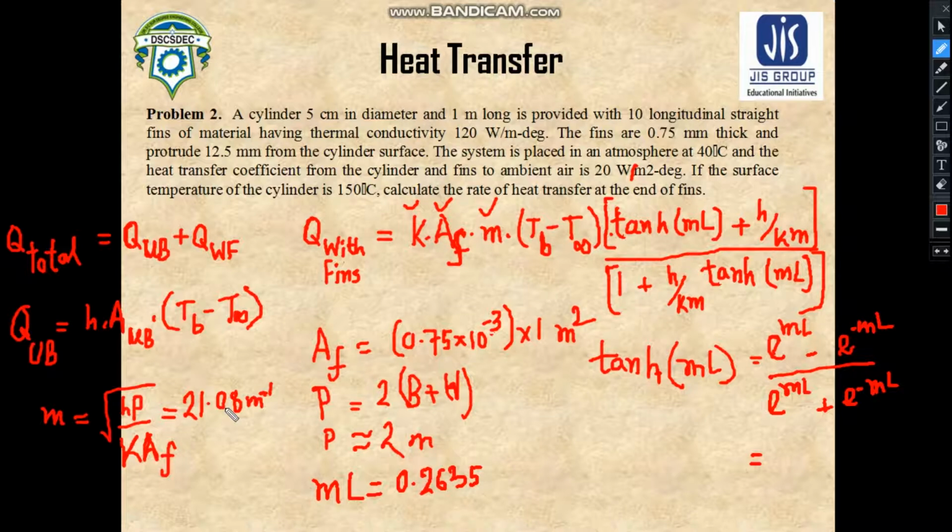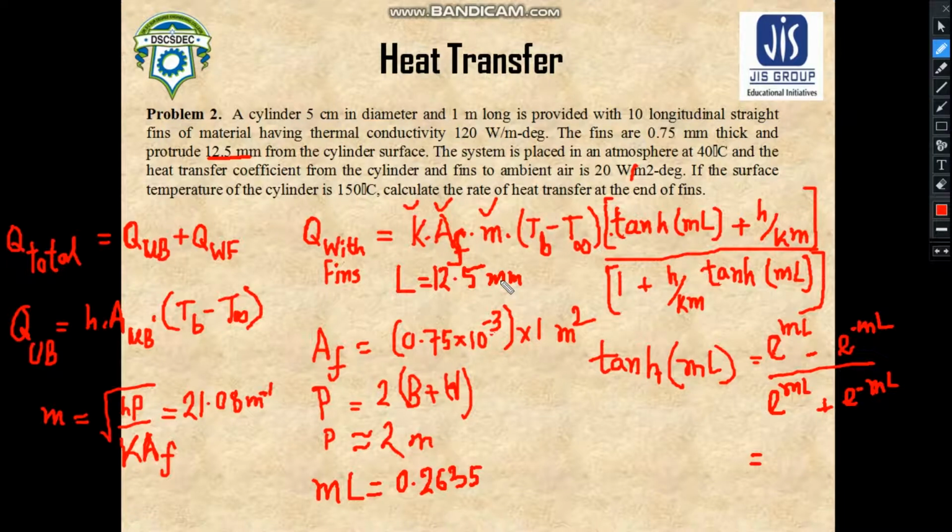So L here, please consider that this L refers to the length of the fin that is protruding from the cylinder. That means here you have to consider this L as 12.5 millimeter. You must remember it or understand it. This L should be considered as 12.5 millimeter. So please refer to the diagram that we had used for describing the heat transfer mechanism through the fins, then it will be easily understood, I hope.